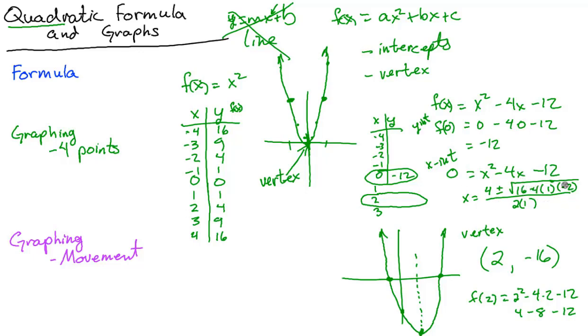16, oh, that's a 12. Sorry about that. 16 plus 48 gives us 64. So we get 4 plus or minus the square root of 64, which is 8. Let's write that in, all over 2. 4 plus 8 is 12, divided by 2 is 6. Oh my goodness, look, we got 6. And 4 minus 8 divided by 2, that's -4 divided by 2 is -2. Oh, look at that. Those are the same things. We got an x-intercept at (-2, 0) and at (6, 0).